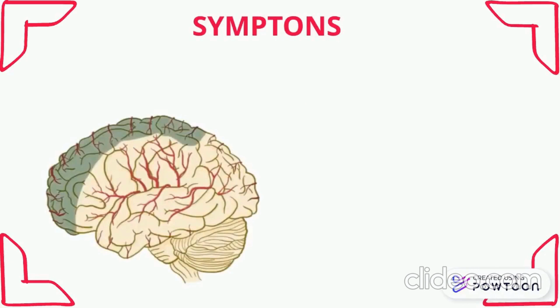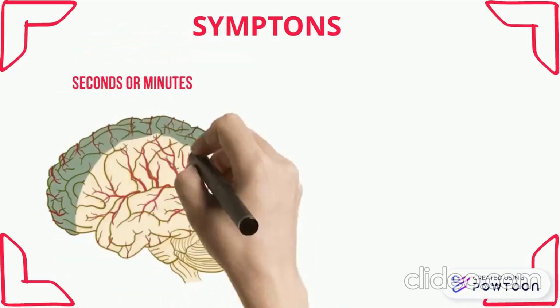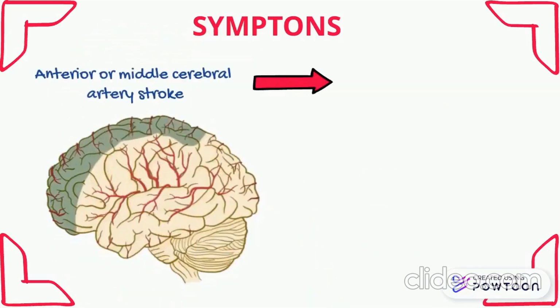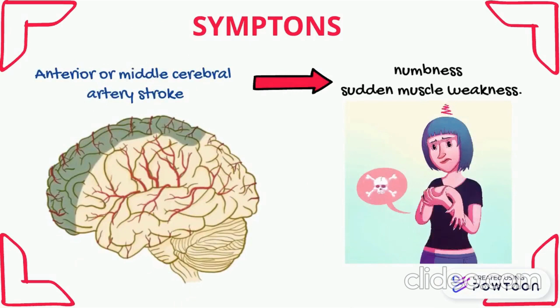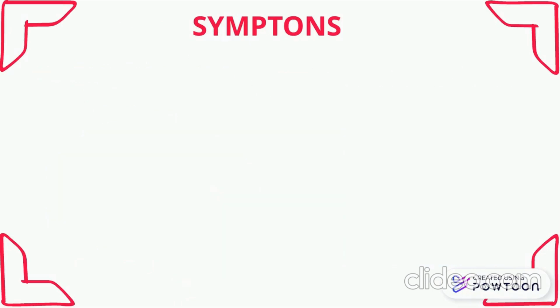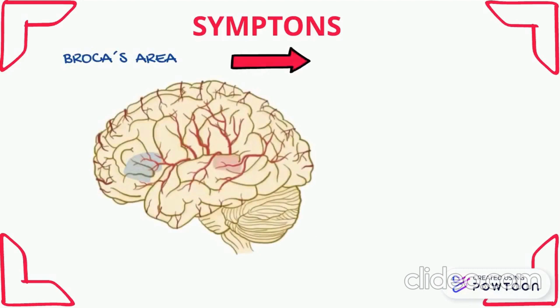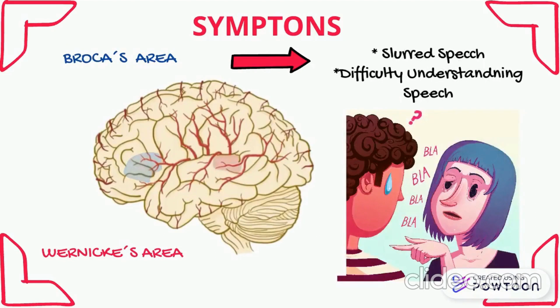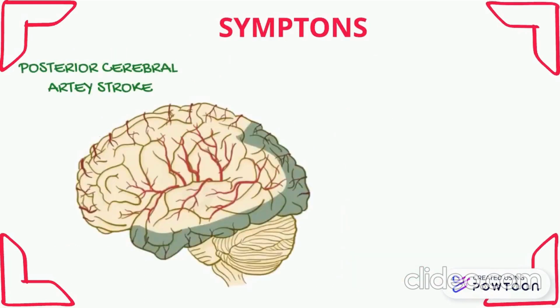Symptoms. Symptoms of ischemic stroke vary depending on the type and part of the brain that is affected. Stroke symptoms usually occur suddenly, within seconds or minutes. For example, an anterior or middle cerebral artery stroke can cause numbness and sudden muscle weakness. If a stroke affects Broca's area, which is usually in the left frontal lobe, or Wernicke's area, which is usually in the left temporal lobe, then it can cause slurred speech or difficulty understanding speech, respectively. If there's a posterior cerebral artery stroke, then it can affect vision.